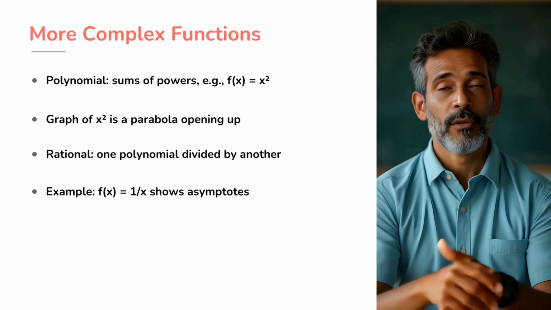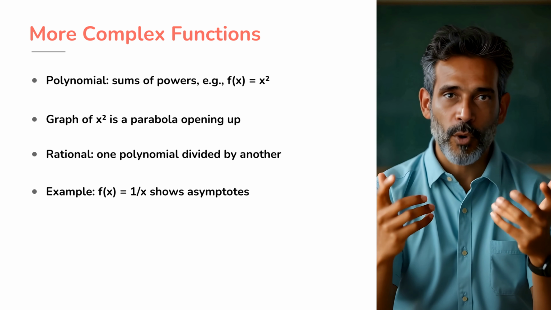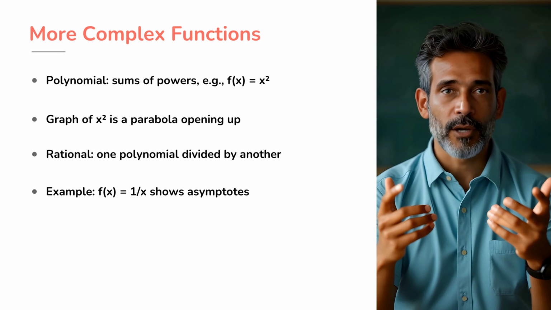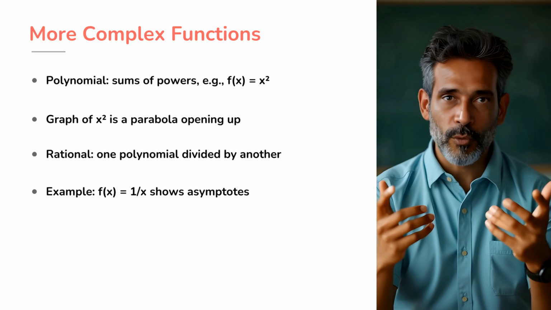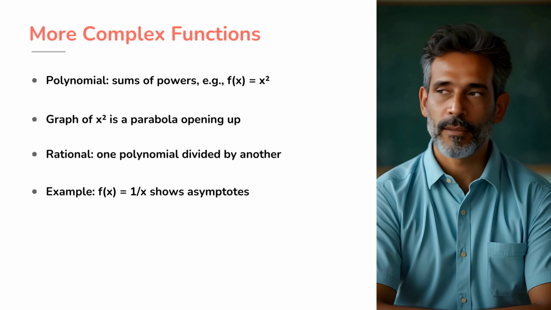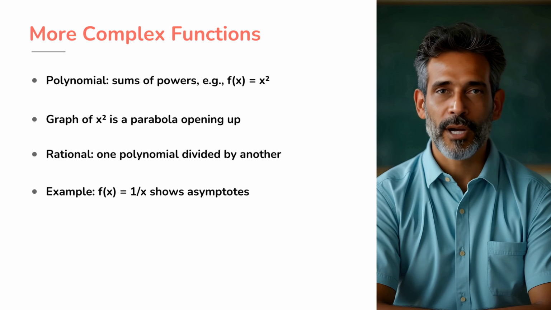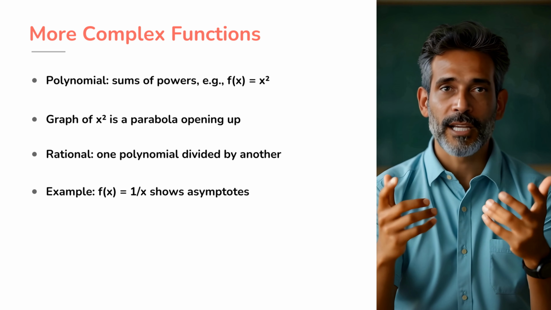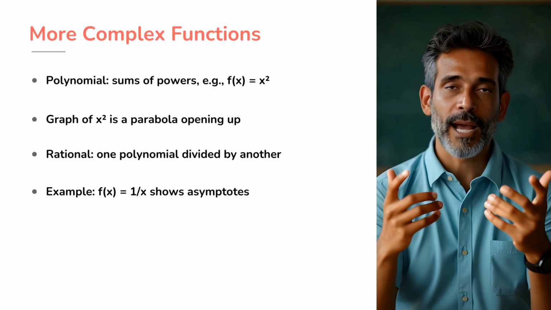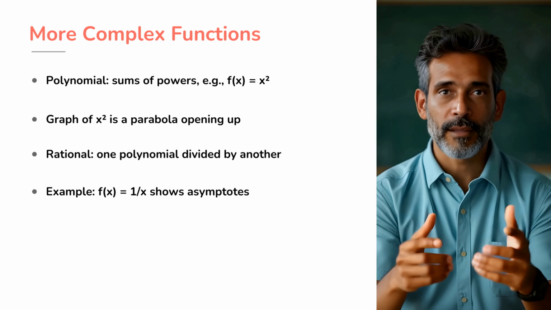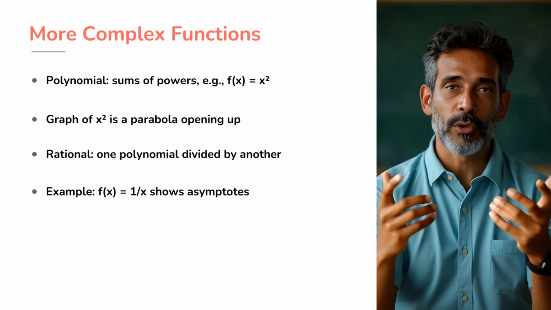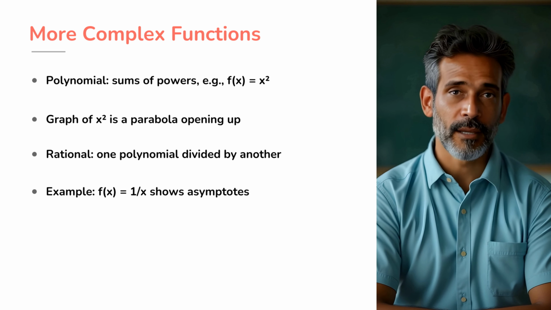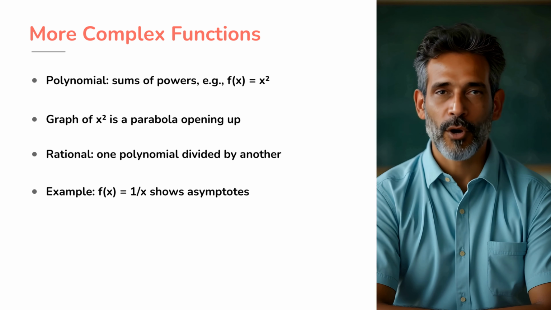Next, let's look at rational functions. These are formed by dividing one polynomial by another. f(x) = p(x) divided by q(x), where q(x) is not equal to 0. Example: f(x) = 1/x. The graph of this function has two separate curves that get closer and closer to the x-axis and y-axis, but never touch them. These invisible boundaries are called asymptotes. Polynomial and rational functions show up everywhere in science and engineering, making them essential tools for modeling and solving problems.